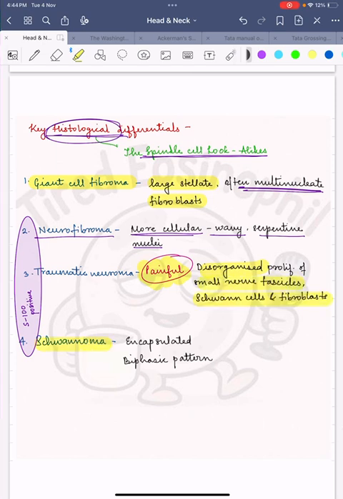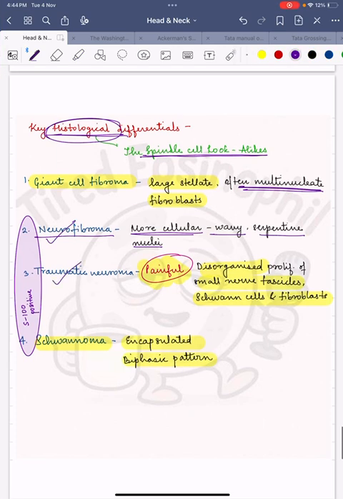Next is the schwannoma, which is encapsulated and shows the classic biphasic pattern. The three which are of nerve cell origin, that is the neurofibroma, the traumatic neuroma and the schwannoma, are all S100 positive.